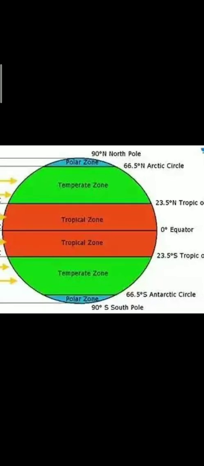Clear, kids? So now you should be aware of what are parallels of latitudes, then which are the main parallels of latitudes, and which are the three important zones of the earth.